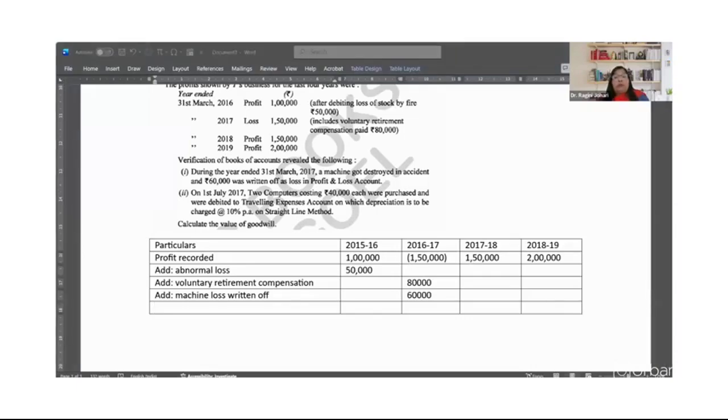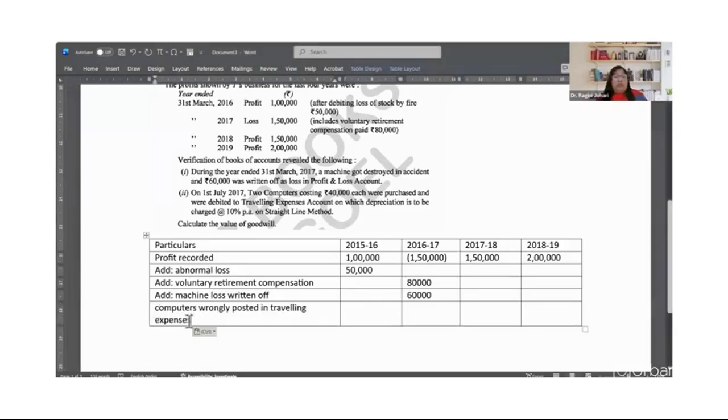This is the asset which was wrongly posted in traveling expenses. So we have to add this since it is an asset which has been purchased. So we need to add it to the asset part first. Okay. So this will be again added. In which year? In this. Okay. So 40,000 multiplied by 2, which makes it 80,000.